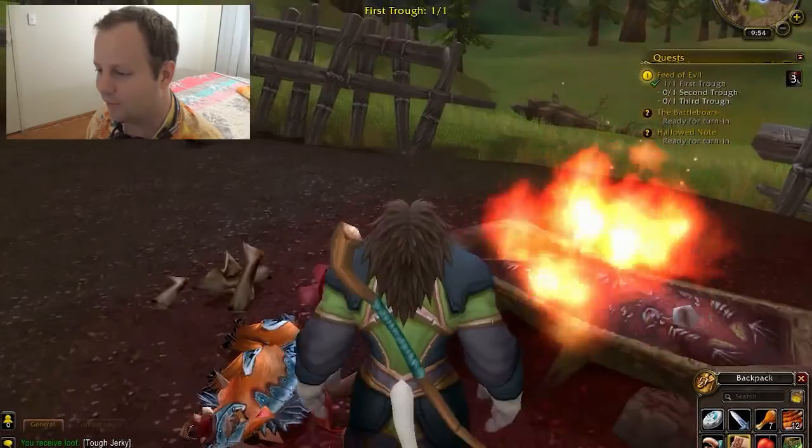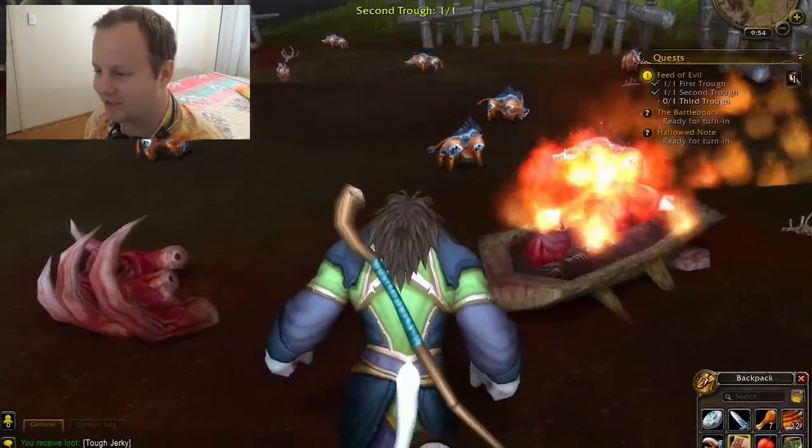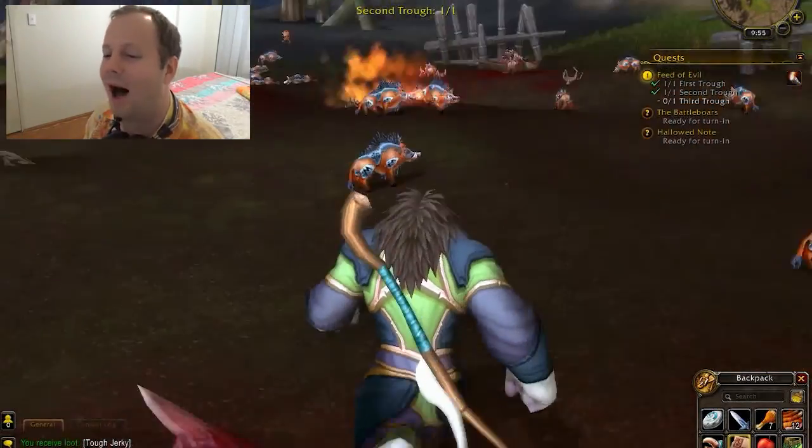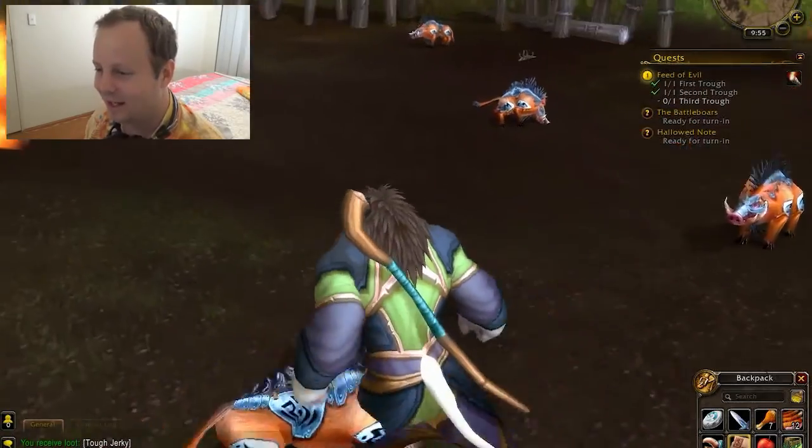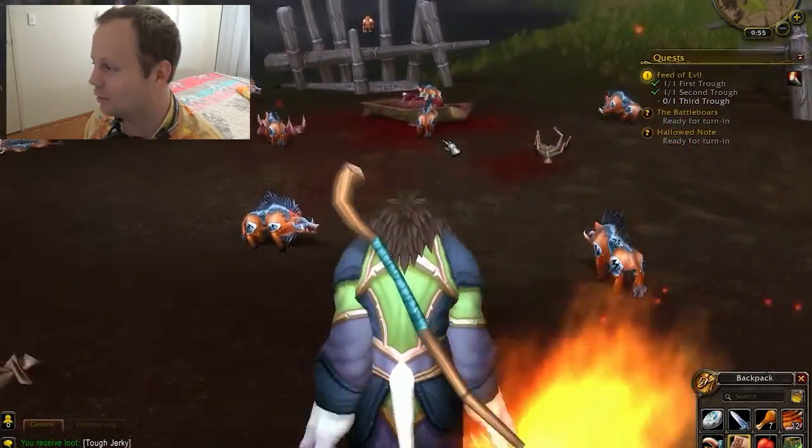Boom! It is on fire. Check it out. I just set all the pigs on fire. I'm so evil, dear. Okay, how many more of these do I have to do? I've got to do this one over here.